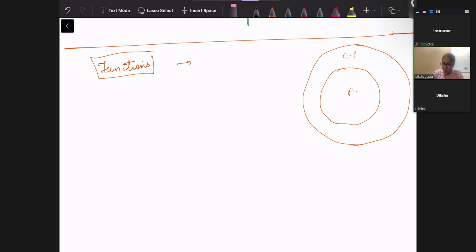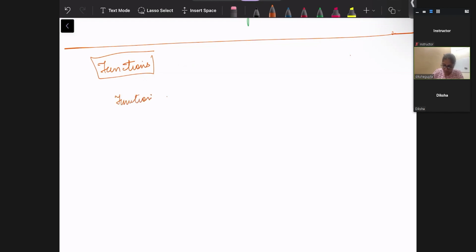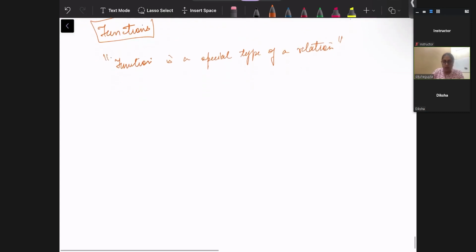Then relation is not a special type but a subset of that, and then we have function, which is a special type of a relation. So function is a special type of a relation. All right. Okay. So definition, and what is the speciality?